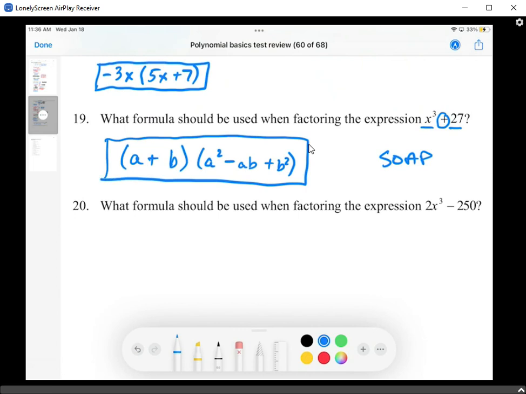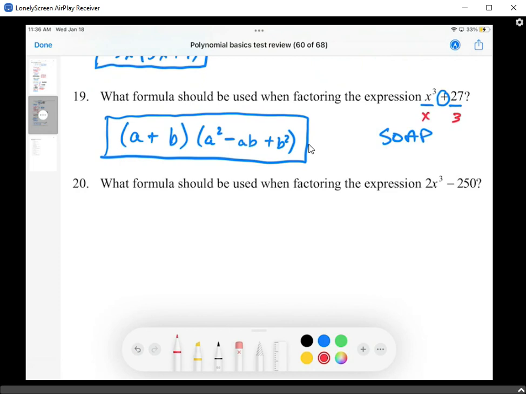Now, we know that if we were doing this problem for real, a and b would be replaced with x and 3. It would be x plus 3, and then x squared, 3x, and 9. But this problem was just asking for the formula.